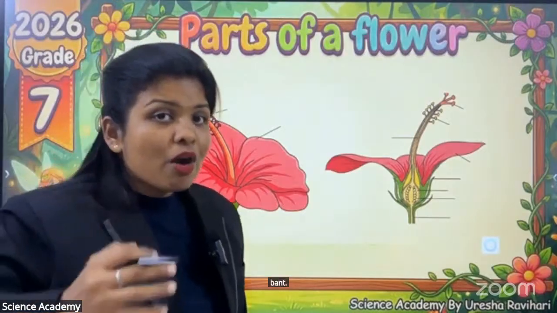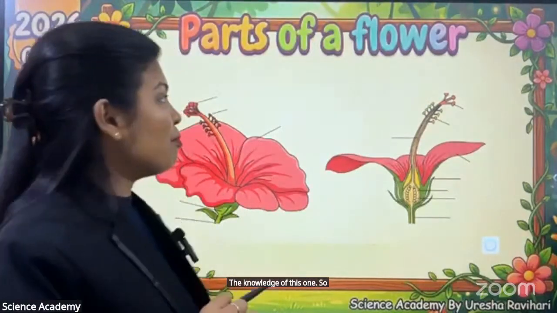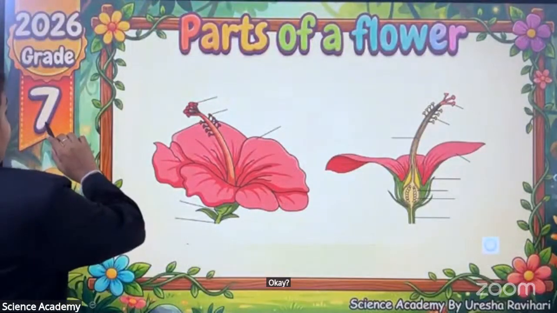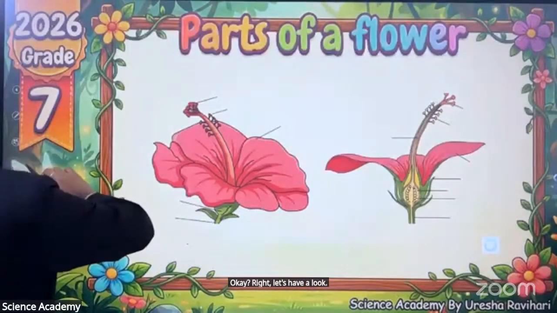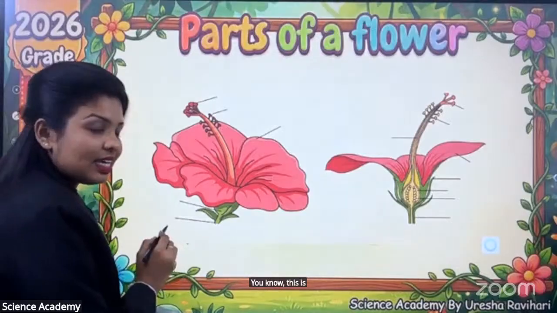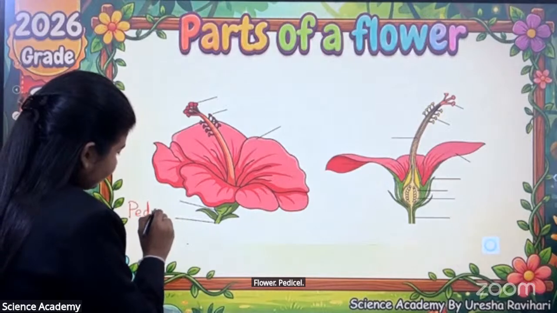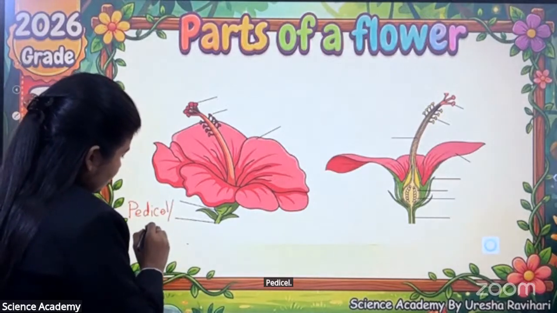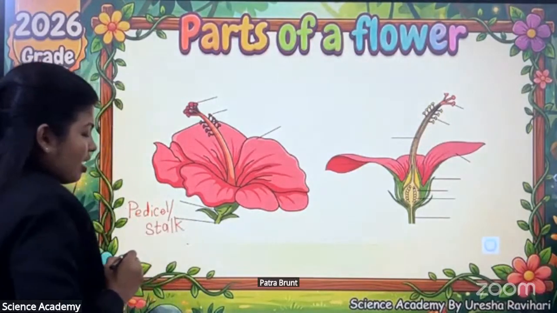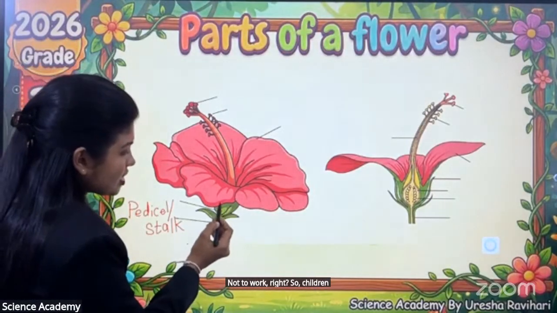But for today's discussion, we need the knowledge of this one. So I'm marking these parts very quickly and showing them to you. Let's have a look. Now children, you know this is the pedicel or stalk of the flower. Pedicel or stalk of the flower. Right? So children, this one is the sepals.